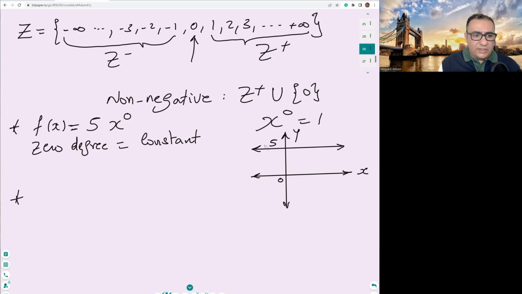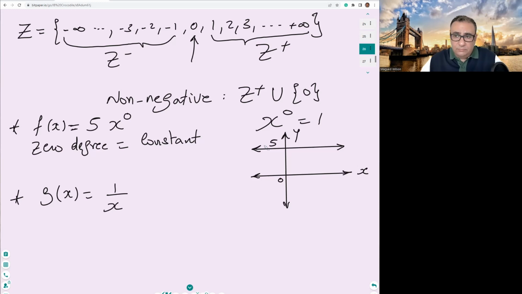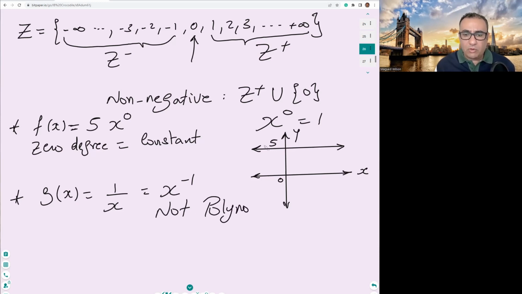Now let me give you one example just to confirm the understanding. Let's say g of x is, let's say 1 over x. Now the question here, is it polynomial? Let's see. So 1 over x, we can express this as x to the power of -1. You can bring it up and change the sign of the power, right? So now you ask yourself, okay, the condition, the power has to be non-negative integers. I mean, x to the power of -1. What does it mean? It means this is not a polynomial function. Why? Because the power is negative.